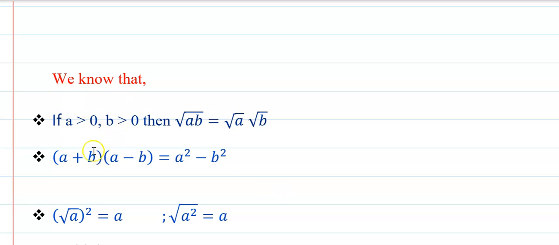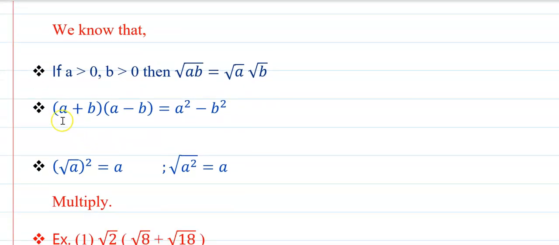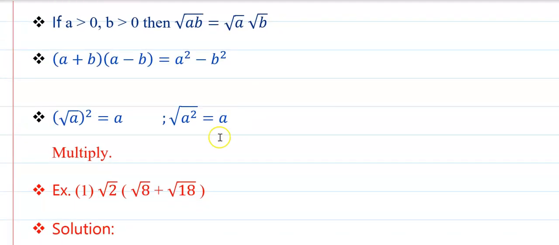We know that if a is greater than 0, b is greater than 0, then root of ab is equal to root a into root b. In the first bracket a plus b into the second bracket a minus b, you will get a square minus b square. या प्रकारचा फॉर्म्युला तुम्ही 8th आणि 7th ला देखील लर्न केलेला आहे.